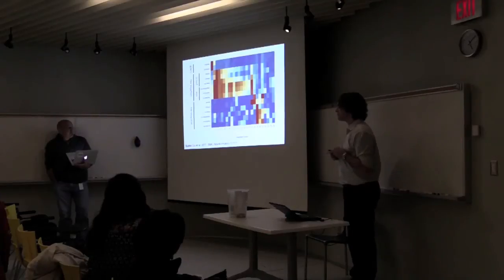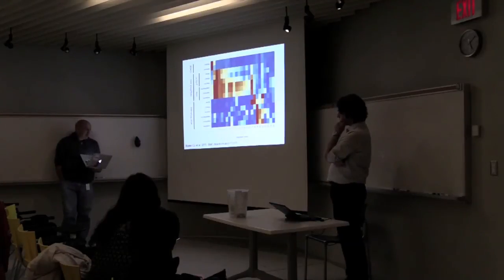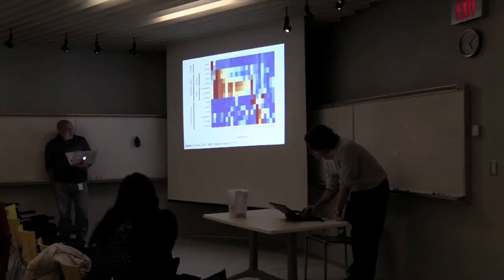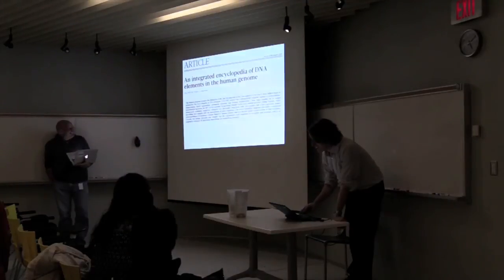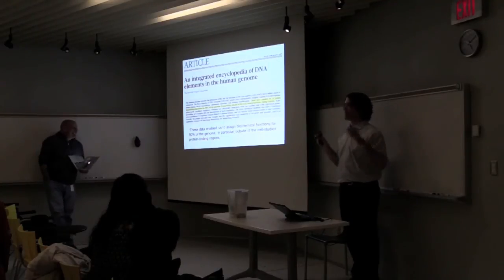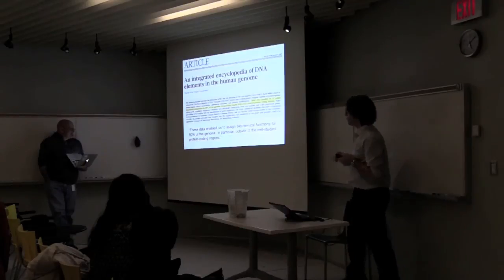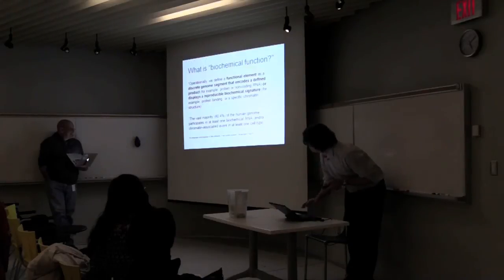This is actually to both speakers today. One of the big things that came out when the ENCODE papers came out was this whole controversy about 80% of the genome doing something. So what are your thoughts on that? You can tell I love getting this question. Here is the masthead ENCODE paper in Nature in September, and the abstract says, these data enabled us to assign biochemical functions for 80% of the genome.